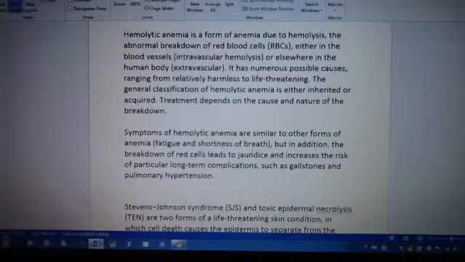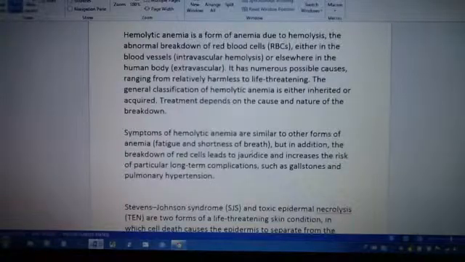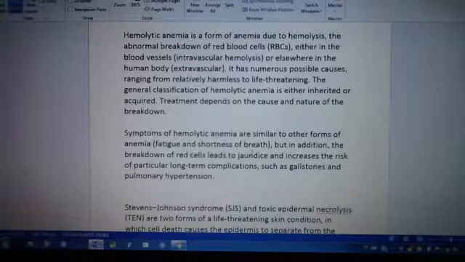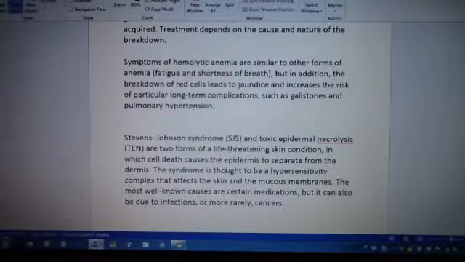What is hemolytic anemia? It is a form of anemia due to hemolysis, the abnormal breakdown of red blood cells, either in the blood vessels, intravascular hemolysis, or elsewhere in the human body. It has numerous possible causes ranging from relatively harmless to life-threatening. The general classification of hemolytic anemia is either inherited or acquired. Treatment depends on the cause and the nature of the breakdown. Symptoms of hemolytic anemia are similar to other forms of anemia: fatigue and shortness of breath, but in addition, the breakdown of red blood cells leads to jaundice and increases the risk of particular long-term complications such as gallstones and pulmonary hypertension.